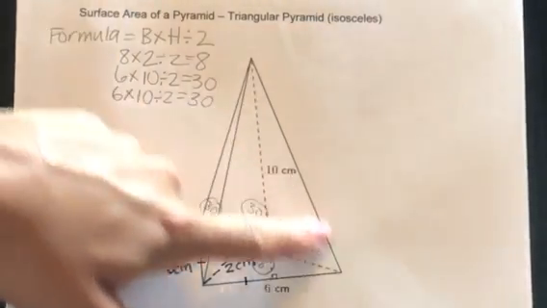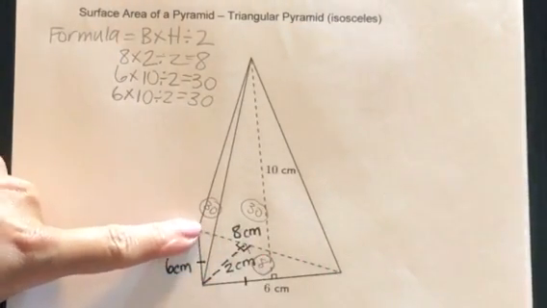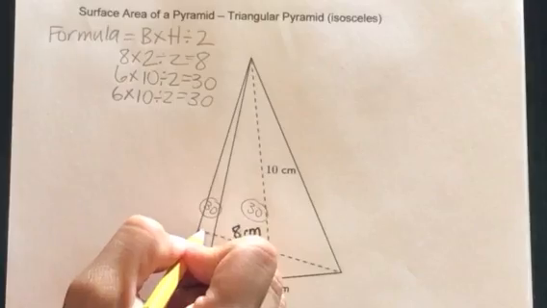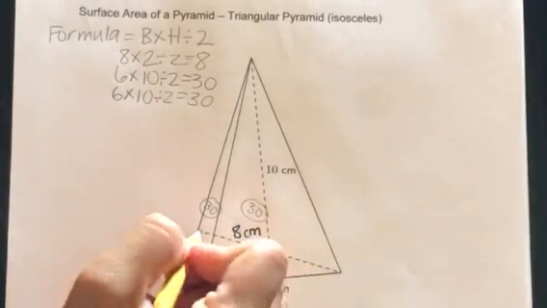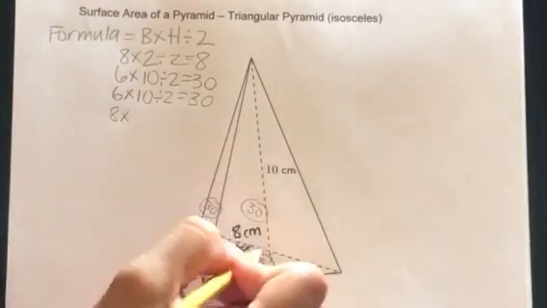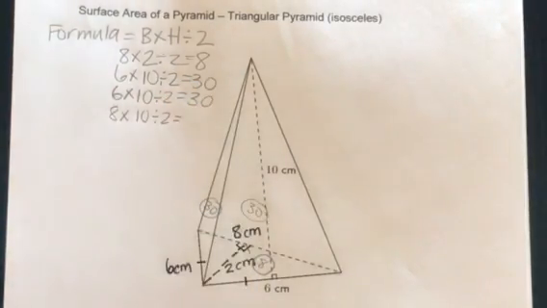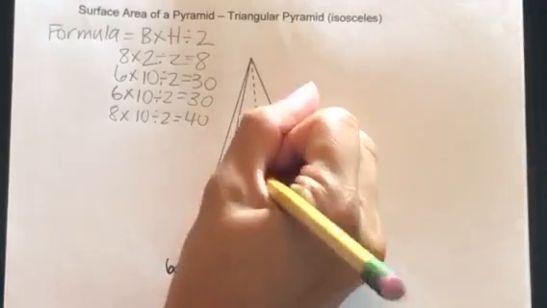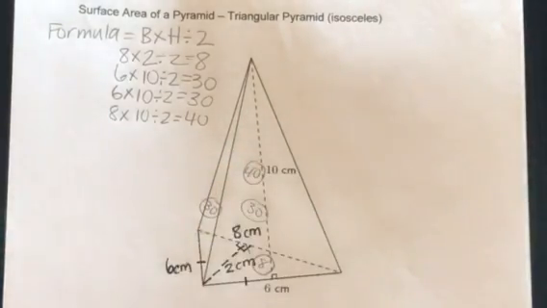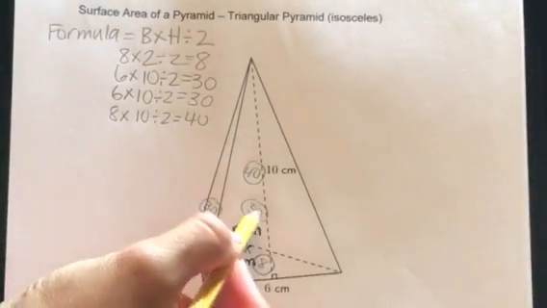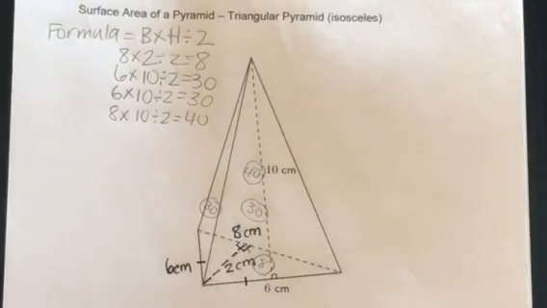All I have left now is this back face that's hidden. If we look here, the base for this one is going to be 8 times the height, which is still 10, divided by 2, and you get 40. All right, so we have that one in the back. So as you can see, we've solved for 1, 2, 3, 4 faces.